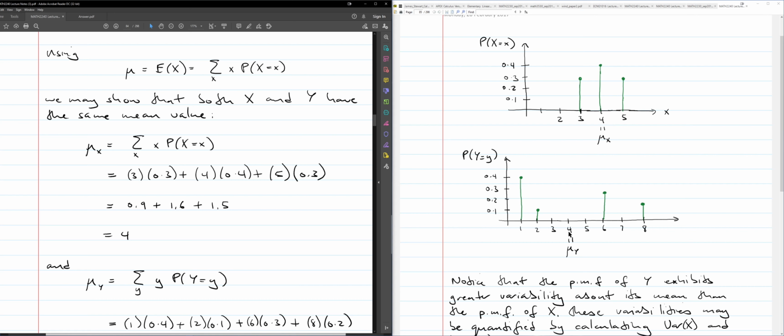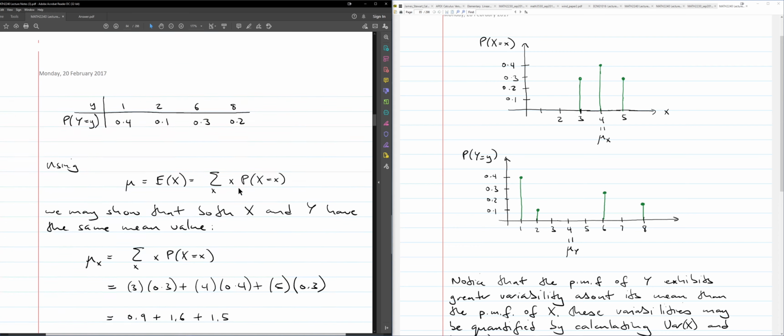Likewise, for random variable y, the mean is also 4. It's probably not that easy to see the symmetry here, but you see that this probability distribution is centered about the 4.